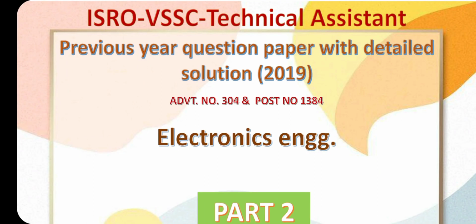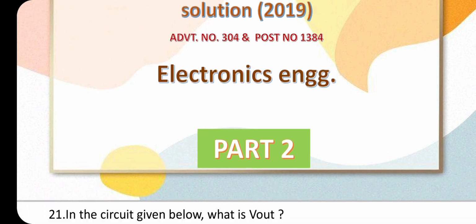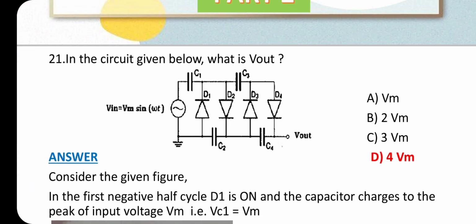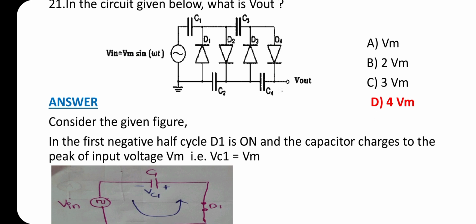This video is the second part of the ISRO VSSC Technical Assistant Electronics Engineering previous year question paper with detailed solutions, which was held in 2019. Question number 21. In the circuit given below, what is Vout? The answer is option D, 4 Vm.